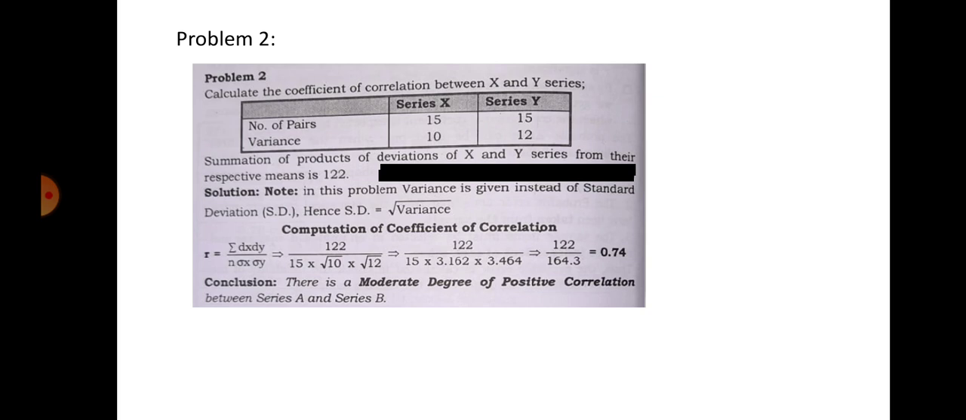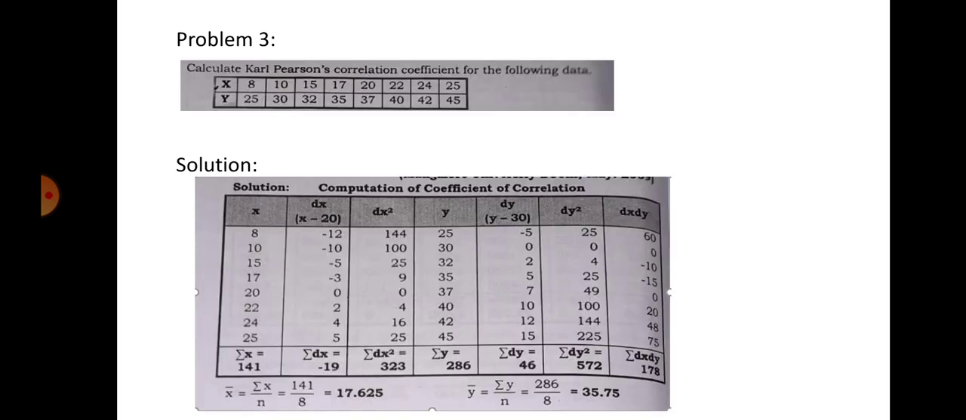Similarly, there is another problem on the mean marks of statistics, where you can even change the values. Problem 3: calculate Karl Pearson's coefficient of correlation. The X series has the values 2, 4, 6, 8, and there are 8 values in the Y series. Here we are using the change of origin and scale method. X is 8, 10, 15, 17, 20, 22.